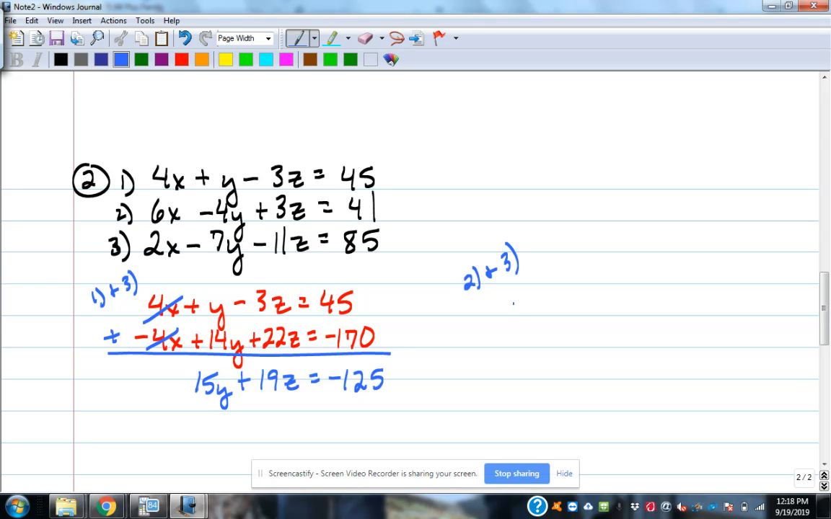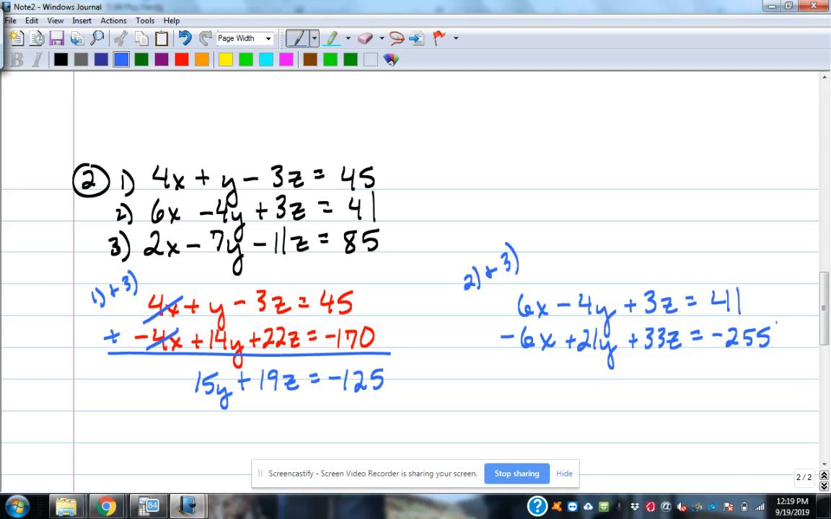2 and 3. I'm going to take number 2 is the same. 6x minus 4y plus 3z is equal to 41. And then I'm multiplying the third one by negative 3 this time. So that's going to give me negative 6x, positive 21y, positive 33z, and 3 times 85 would be 255 negative.